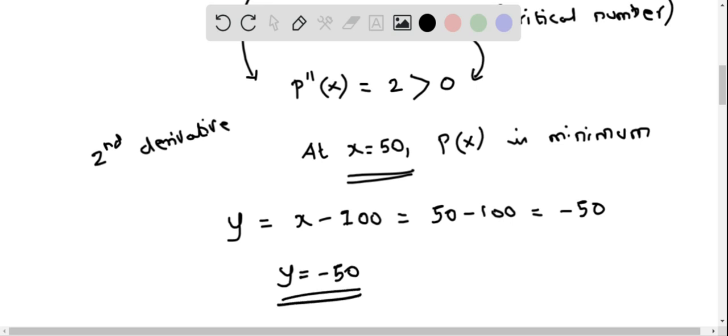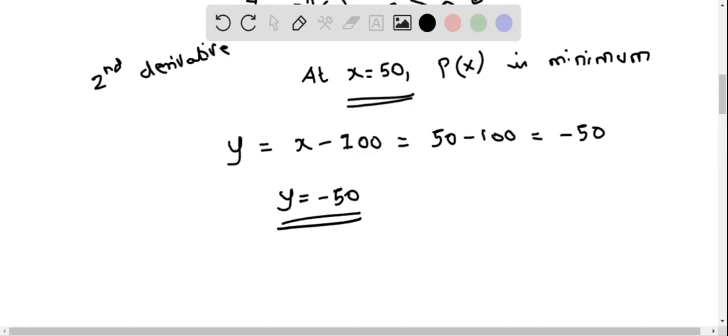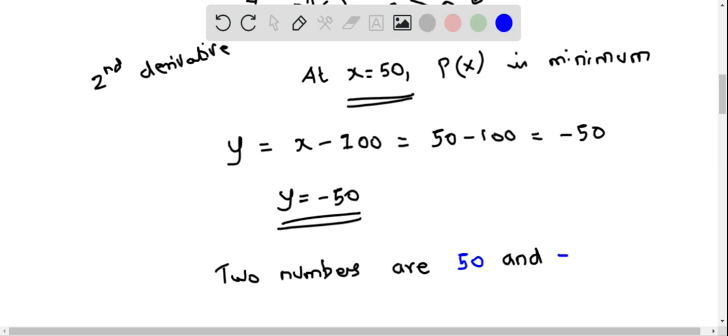Therefore, we see that the two numbers are x and y. X is 50 and y is negative 50. So these are the two numbers whose difference is 100 and their product is minimum.